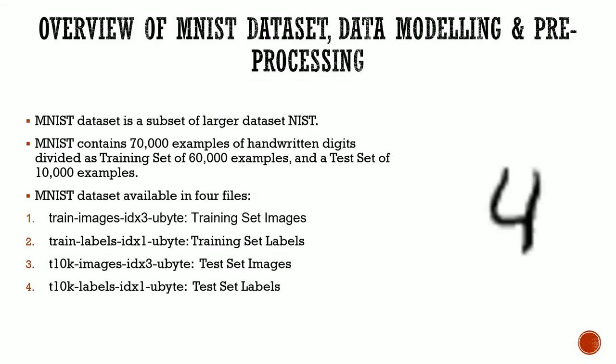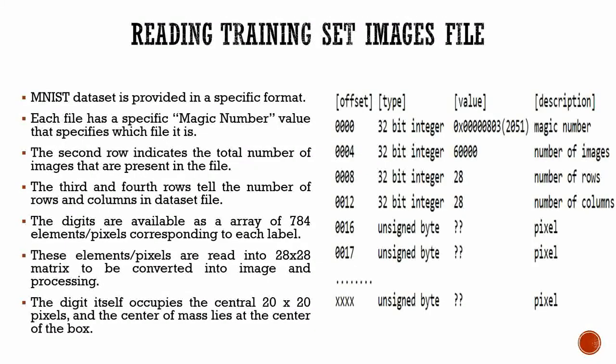So the MNIST dataset, what is it? It's basically a subset of the larger NIST dataset. It contains 70,000 examples of handwritten digits, divided into a training set of 60,000 examples and a test set of 10,000 examples along with the labels. The MNIST dataset is available in basically 4 files: training set images, training set labels, test set images, and test set labels.